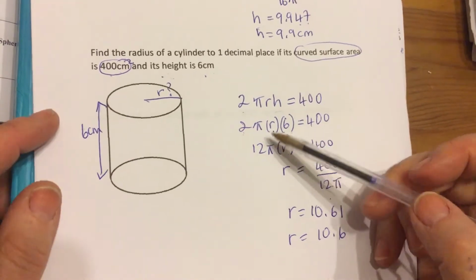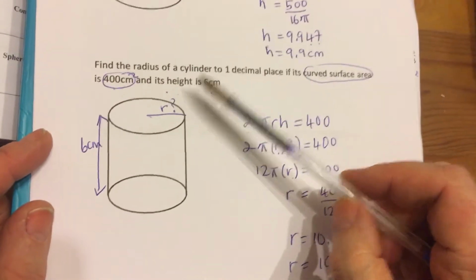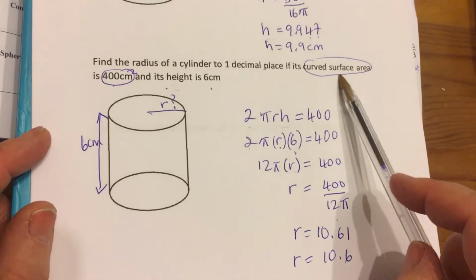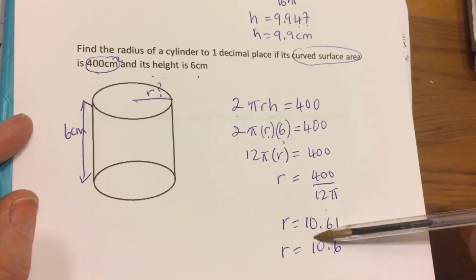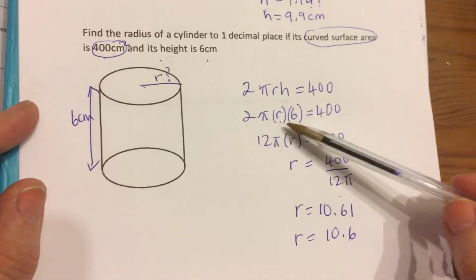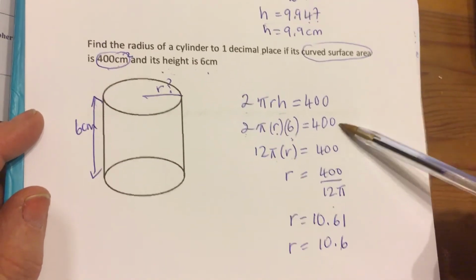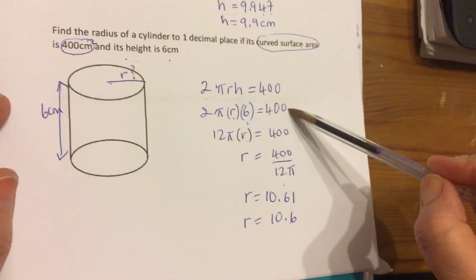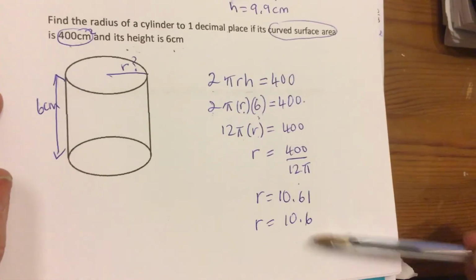So that's what I do if they give me the volume or if they give me the curved surface area and I have to work backwards. I get my formula, fill in the information I have, leave it equal to the volume or the surface area I'm given, and work out my answer in that way.